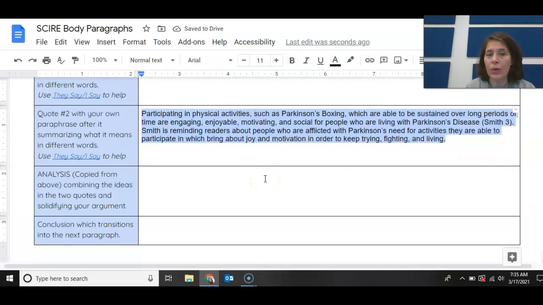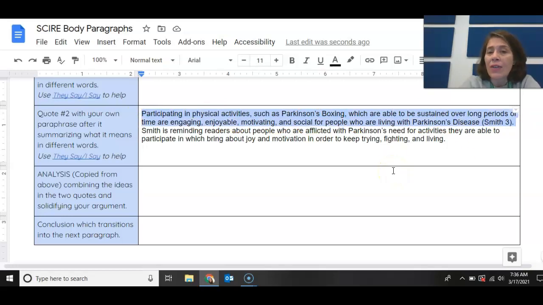Here's my second quote. But instead of a quote, I did a paraphrase. Remember, on the synthesizing document, you could either do a quote or a paraphrase. Well, I'm including my paraphrase. The paraphrase is, you don't have to lead into the paraphrase. So here's my paraphrase.